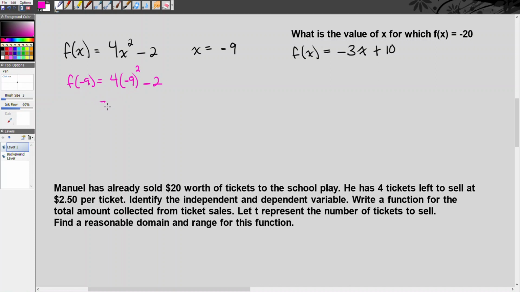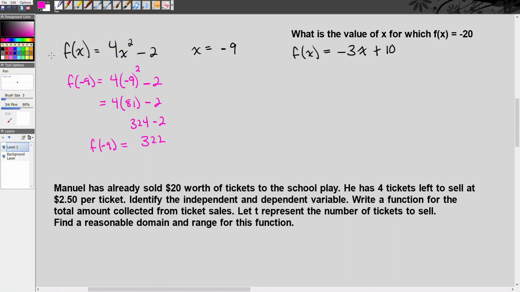So now we have here negative 9 squared. Remember for PEMDAS, exponents first. So negative 9 squared, think about what is negative 9 times negative 9. Well, negative times negative is positive, so that's positive 81, okay? So this is going to become 4 times 81 minus 2. You can get rid of this. And 4 times 81 is 324. And 324 minus 2 is 322. So when x is negative 9, f of x is 322.